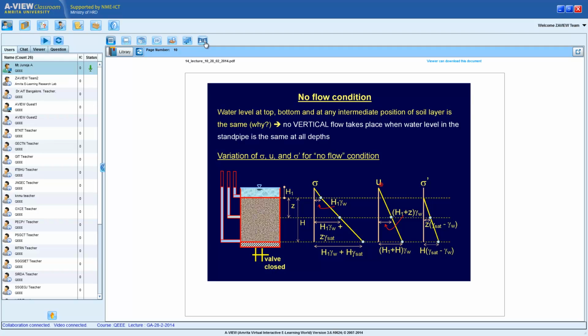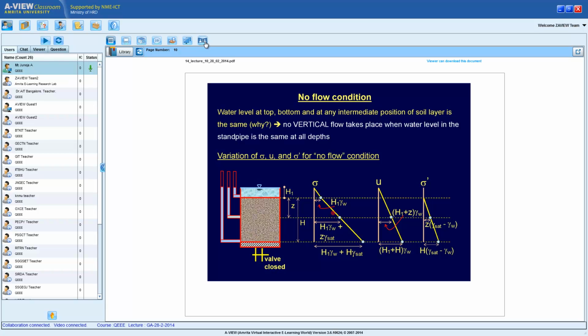What about the next diagram? This is a linear triangle. It's pore water pressure. Obviously, at the surface, pore water pressure is 0. At this level, it will be H1 times the unit weight of water. And if I go down, it increases triangularly to H1 plus H times the unit weight of water. Remember, this is a no flow condition.